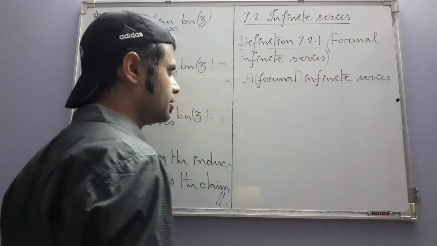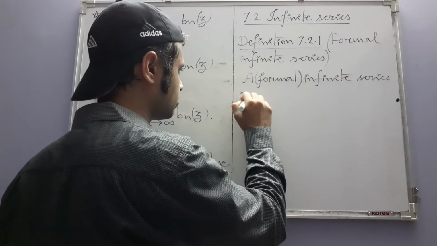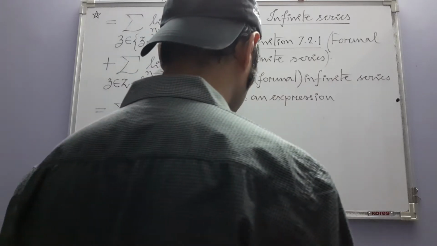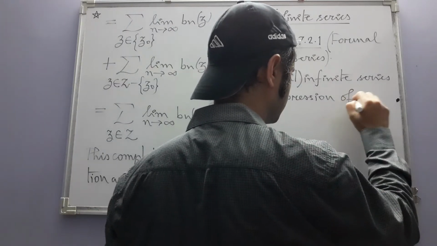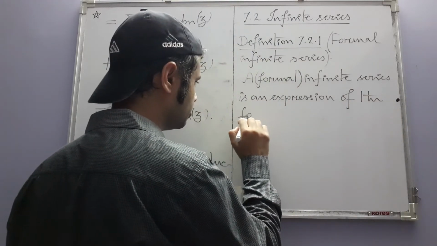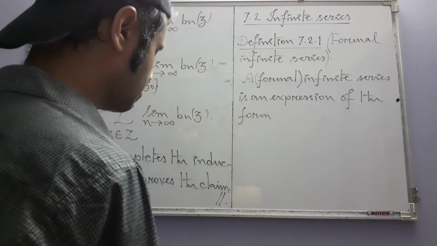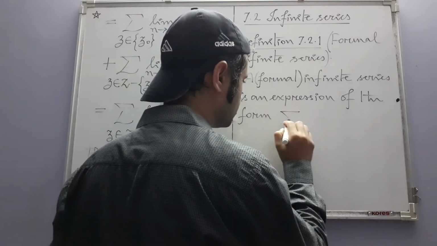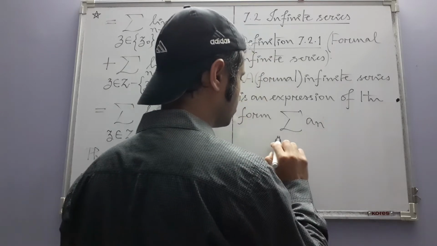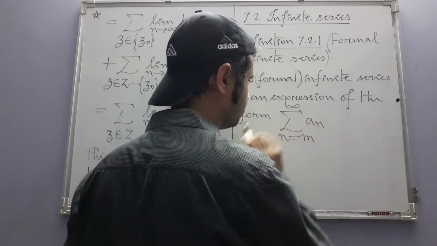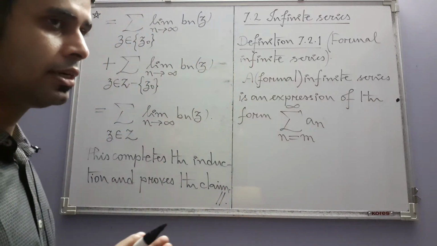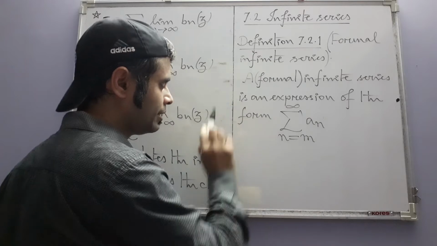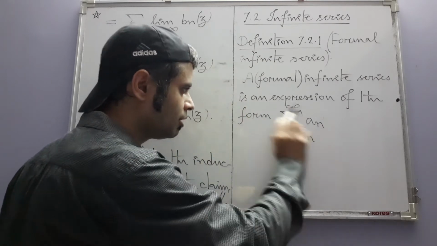A formal infinite series is an expression like this of the form. I do not want to lose any word that Professor Tao has written, because maybe there is something hidden which I am not getting at the moment. A_n, where n varies from m to infinity. Do not immediately attach any meaning to this symbol other than what is being said here. By this definition, a formal infinite series is a symbol which looks like this.